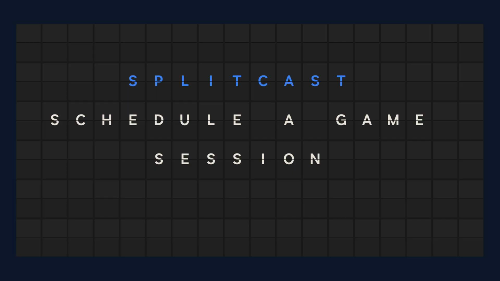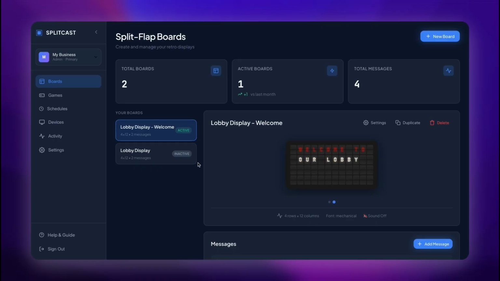In this video, you'll learn how to schedule game sessions in advance, so your trivia starts automatically at the right time. Perfect for recurring events or planning ahead. You'll need a saved game ready to go. If you want to schedule on a device, make sure it's already paired to your account.